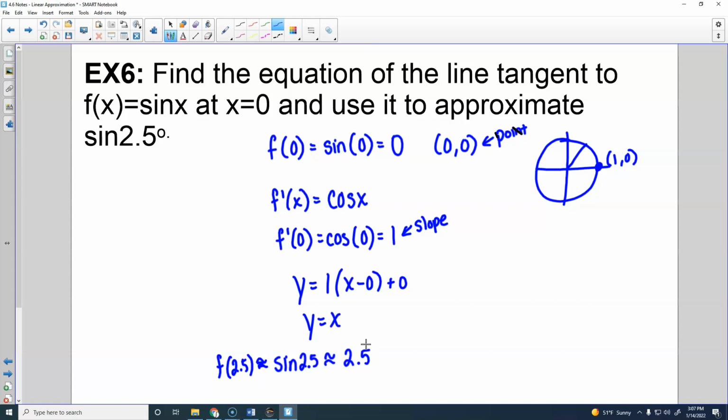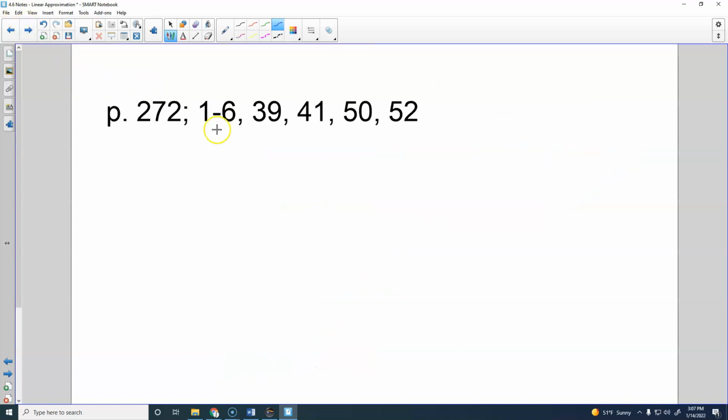Not my favorite problem. All right, so your assignment is on page 272. Let me make sure that's right. 272. One through 6, 39, 41, 50, 52.